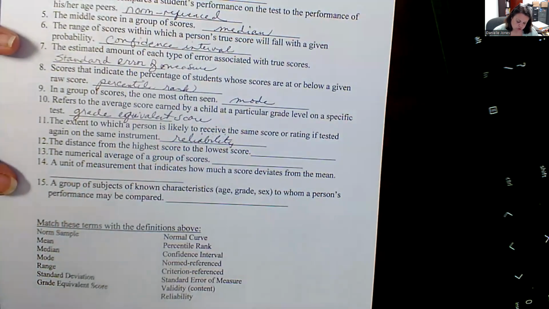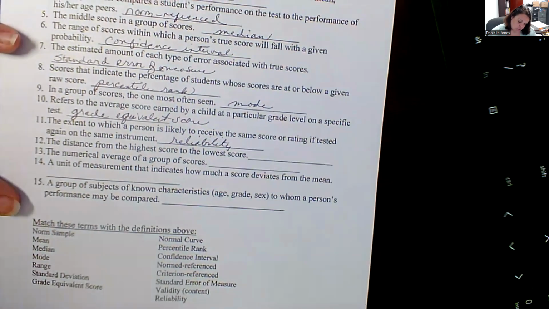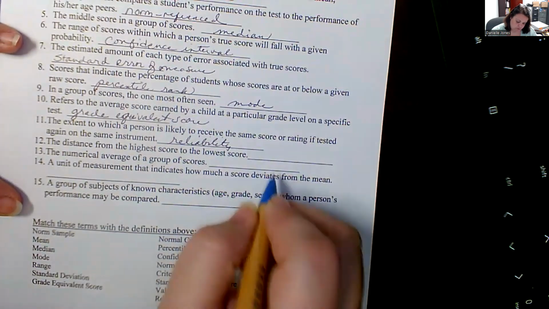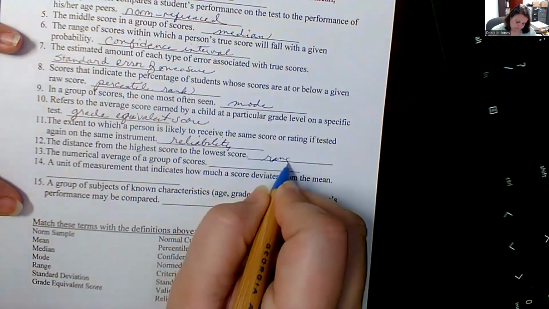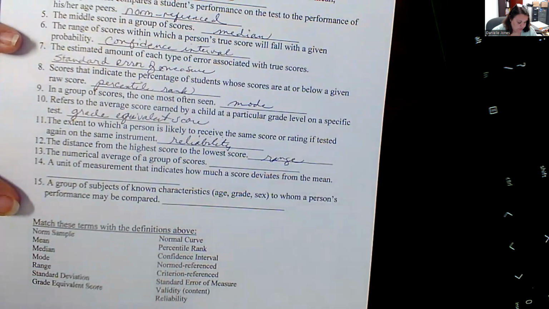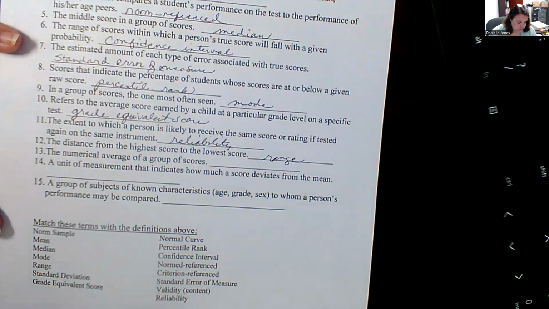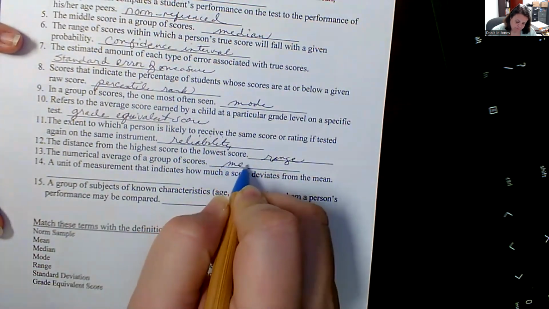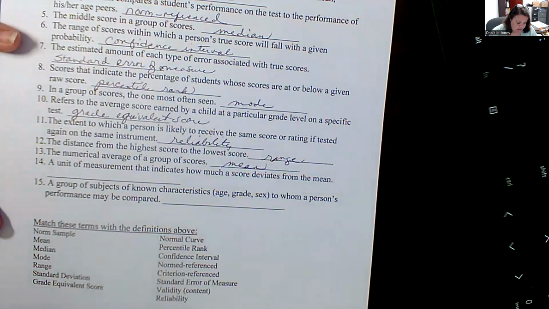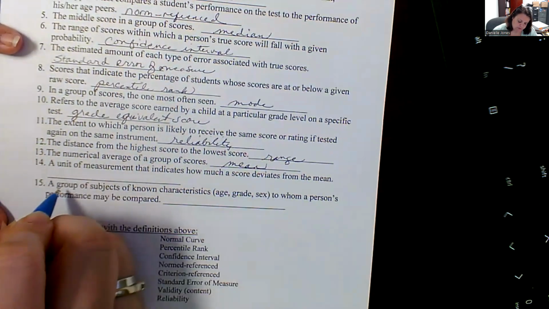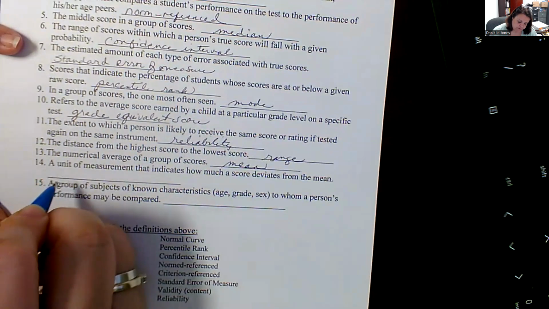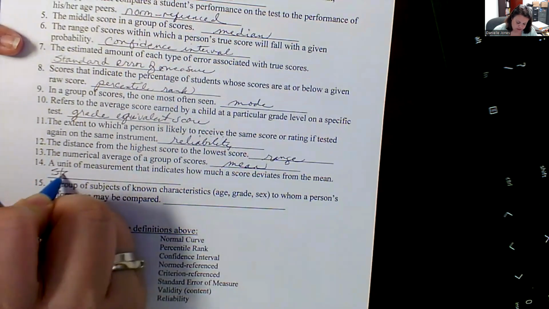All right, number 12, the distance from the highest score to the lowest score is, of course, the range. 13, the numerical average of a group of scores is the mean. And 14, the unit of measurement that indicates how much a score deviates from the mean is your standard deviation.